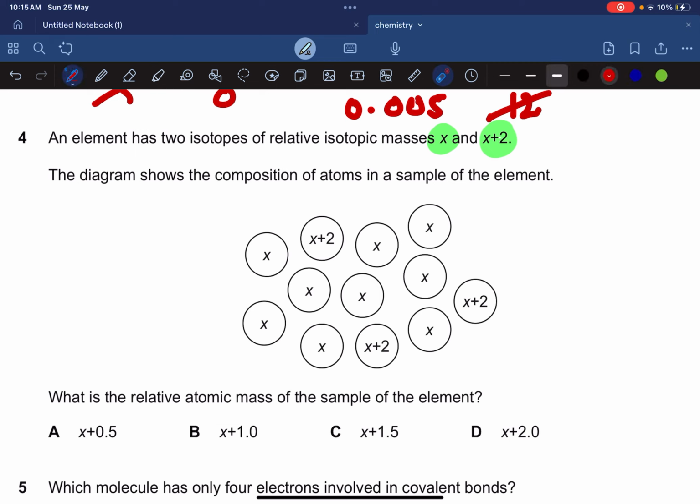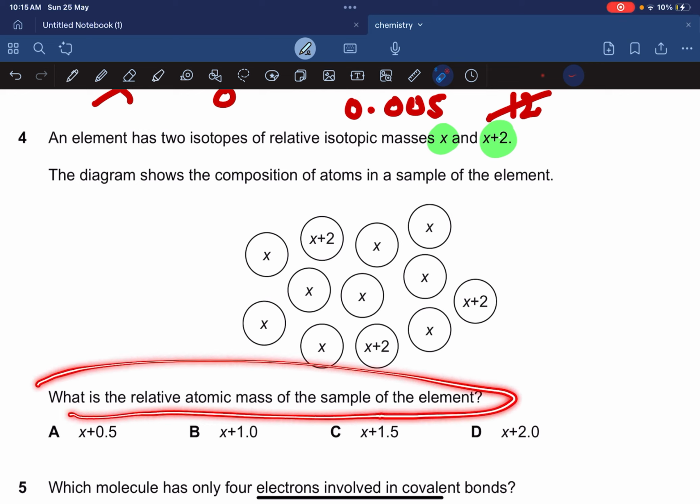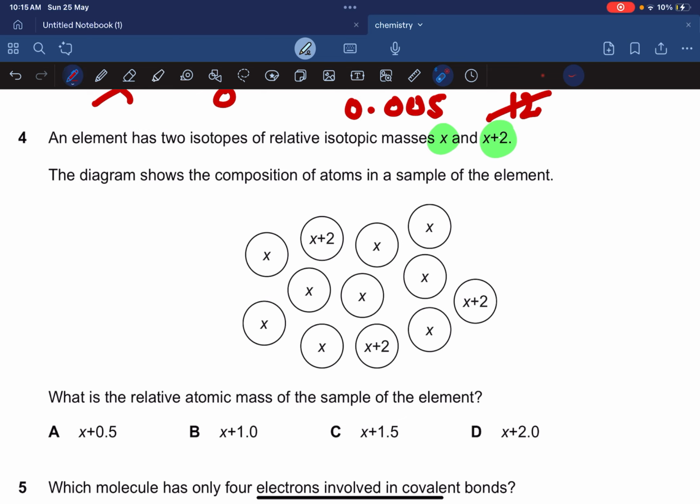Okay? Moving on, the diagram shows the composition of the atoms in the sample of the element. What is the relative atomic mass of the sample of this element? Okay. Now, simple thing, how do you determine the relative atomic mass? What you do is, that's simple. First, you count how many x you have.